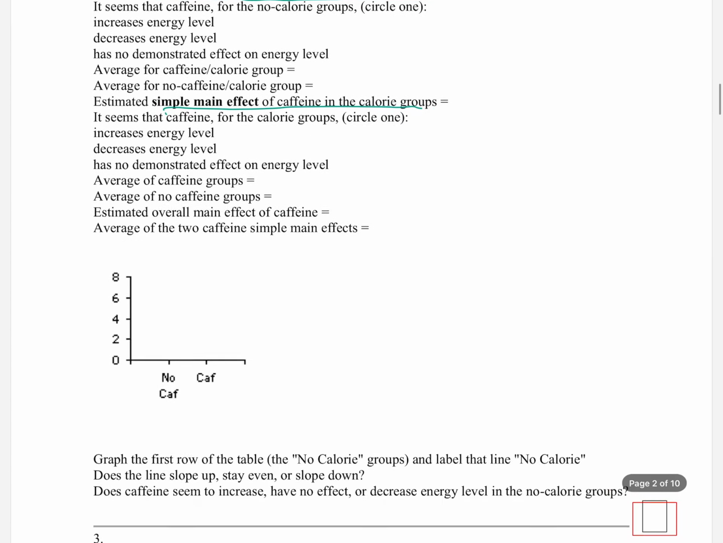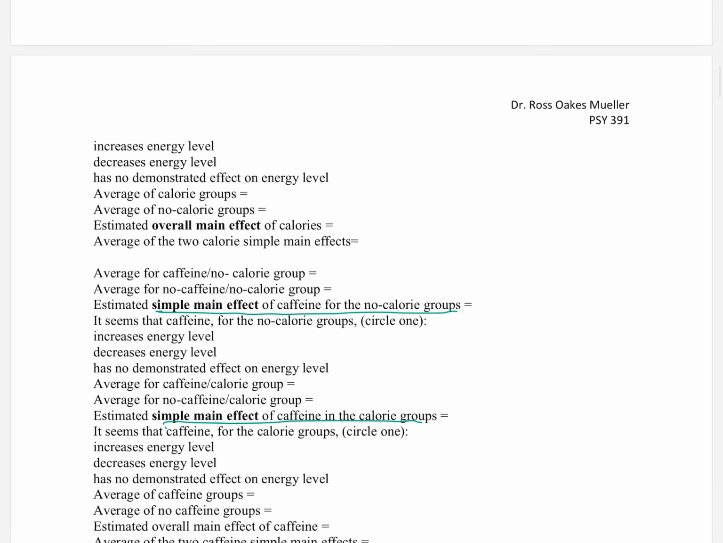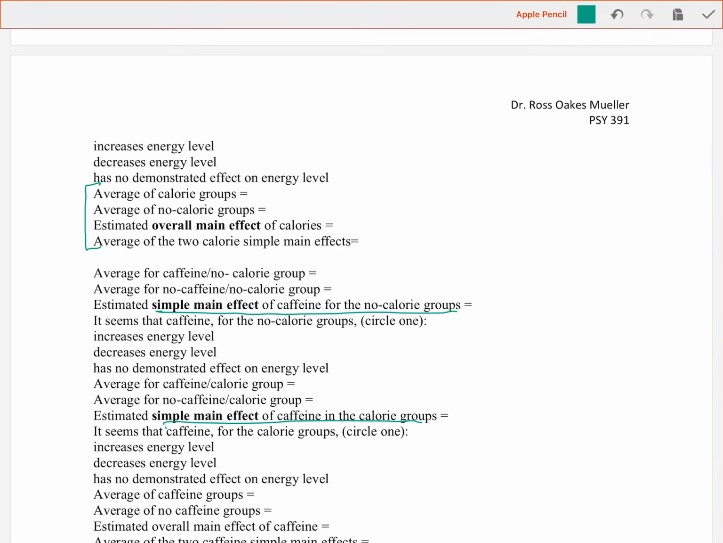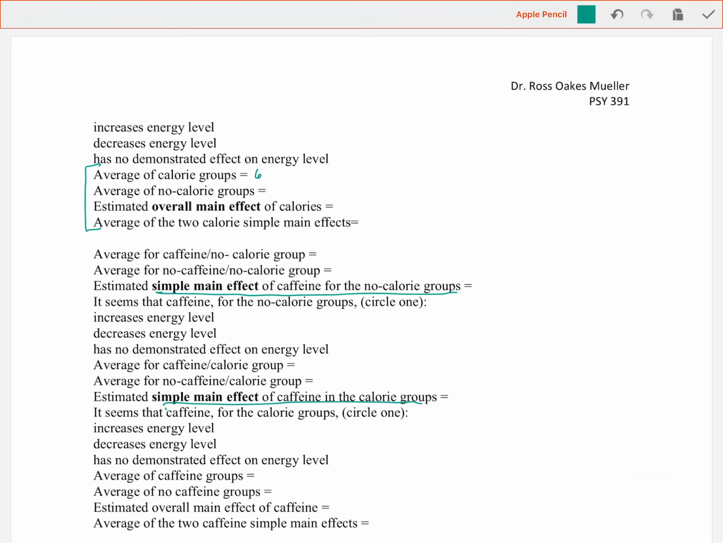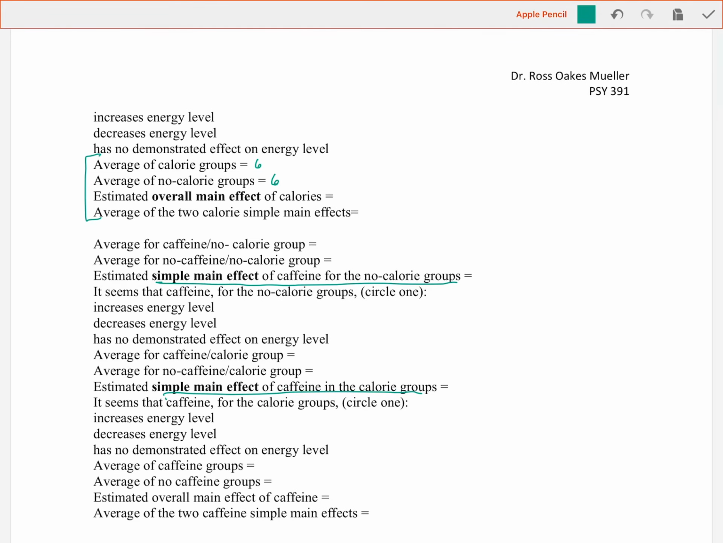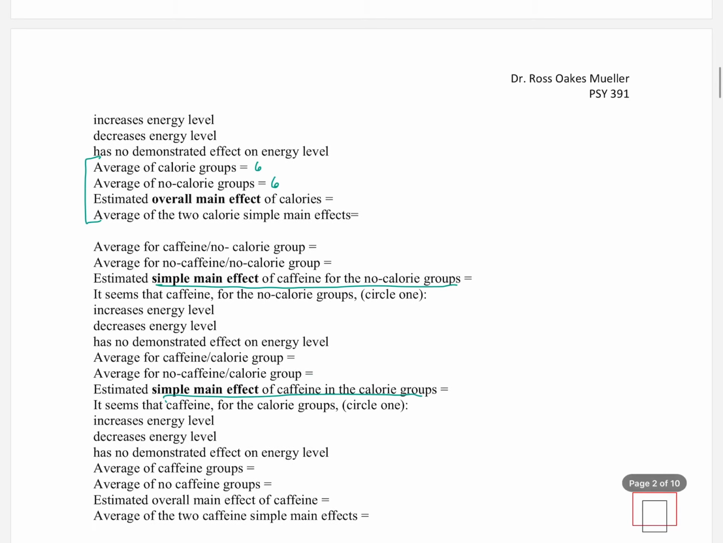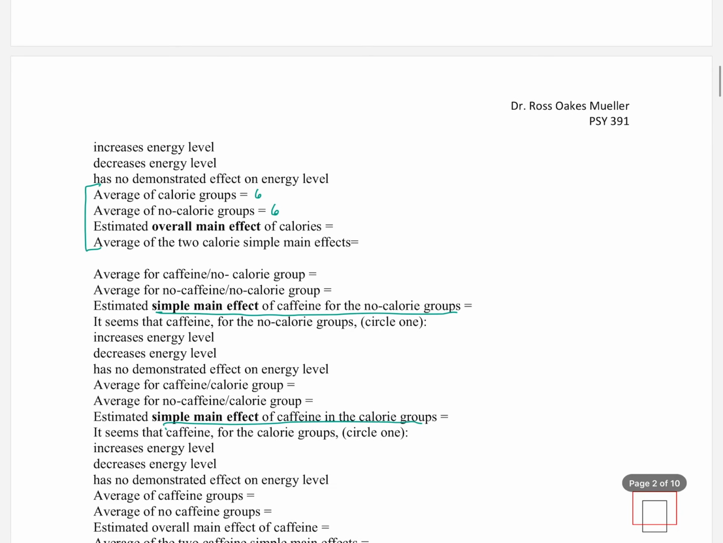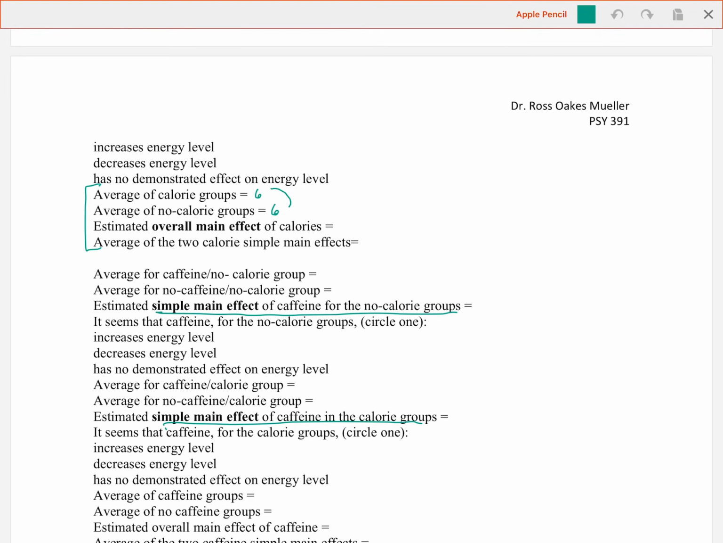So down here, when I take a look at my average of the calorie groups, I have a 6, and an average of the no calorie groups is 6. So what is the overall main effect of calories? In other words, when I combine people in the caffeine and the non-caffeine groups, do calories do anything? And it turns out no, because when we move from no calories to calories, there are no main effects.